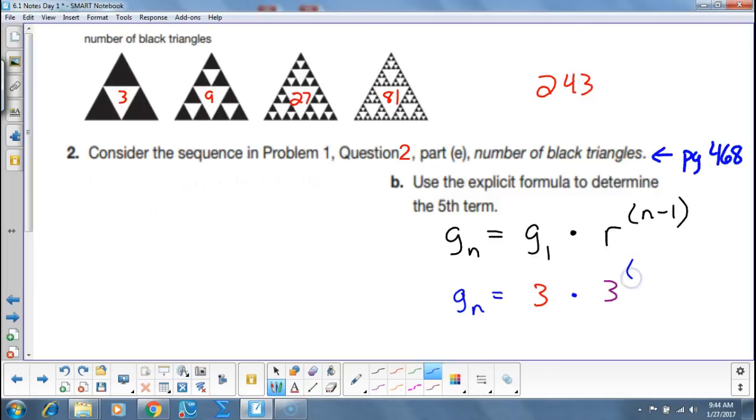Okay. I'm looking for the fifth term in my sequence, so n is 5 minus 1. And that's in the exponent. Okay. So 5 minus 1 is 4. 3 to the fourth power is 3 times 3 times 3 times 3, which is 9 times 9, which is 81. And 81 times 3 is 243.